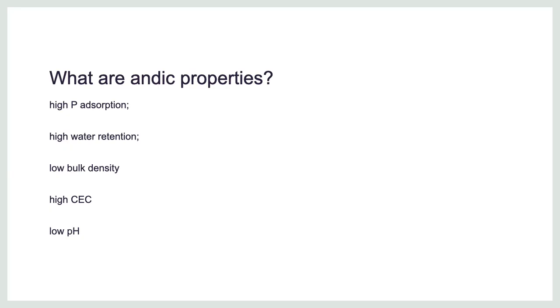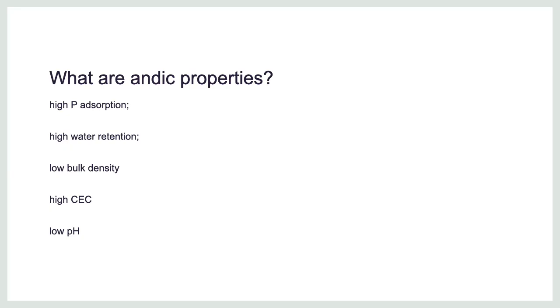So, for example, they present a very, very high phosphorus absorption. When you consider that primary minerals related to low weathering, like olivine and pyroxene, usually present very low phosphorus absorption, but halloysite, allophane and ferrihydrite present a very high phosphorus absorption. So they can absorb high amounts of phosphorus.